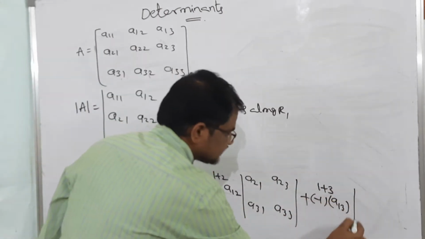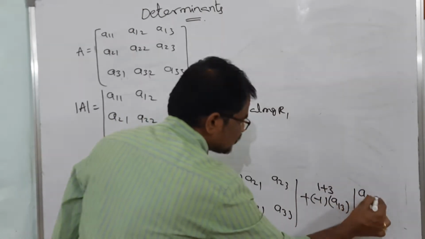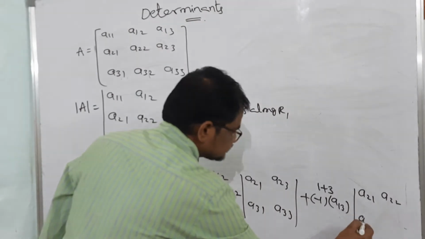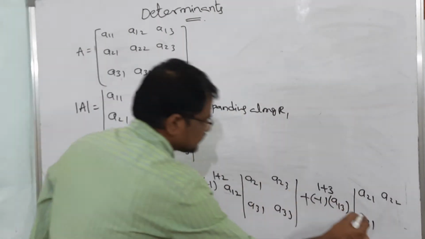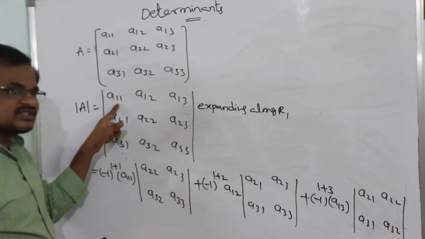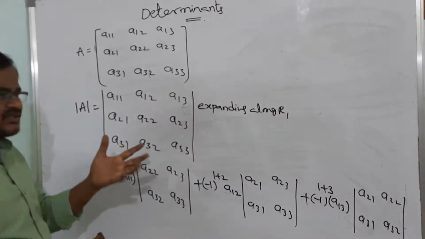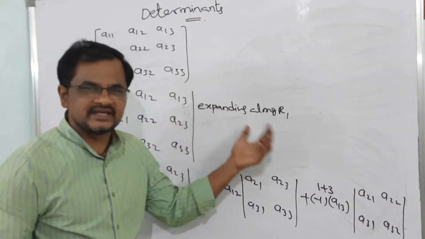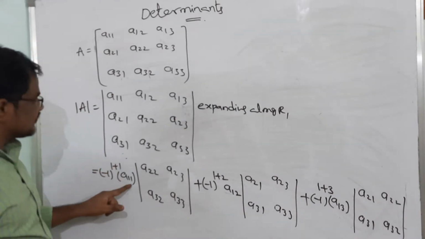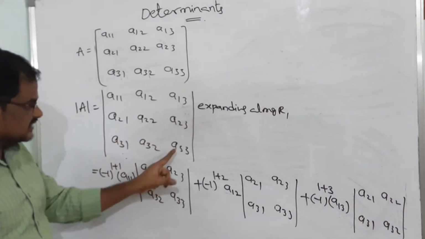So what is remaining? That is A21, A22, next A31, A32. So carefully once again observe. So position of this element, minus 1 whole to the power of 1 plus 1 we have to take, and there is no logic, according to the definition we are taking that set. So A11, minus 1 whole to the power of 1 plus 1, A11, eliminate first row, first column, and this is A22, A23, A32 and A33.